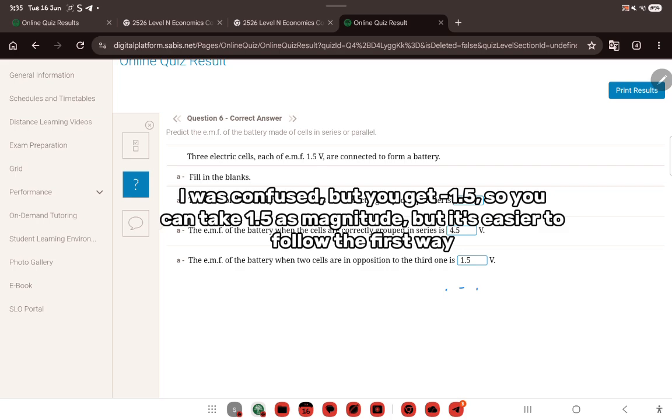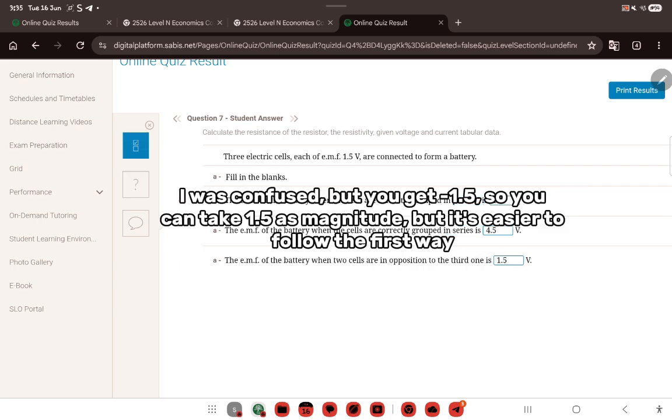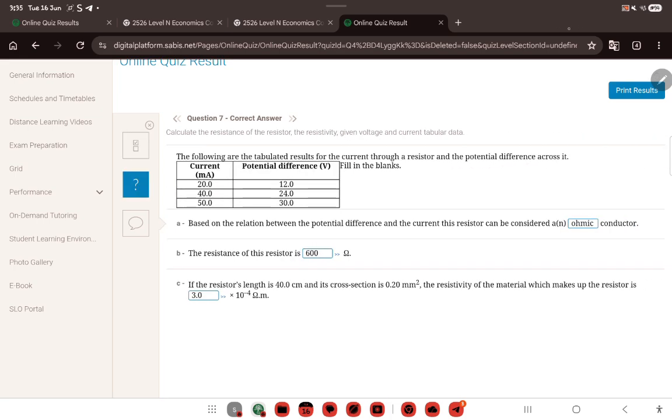Okay, next question. The following are the tabulated results for the current through a resistor and the potential difference across it. Fill in the blanks. Based on the relation between the potential difference and the current, this resistor can be considered as an ohmic conductor.